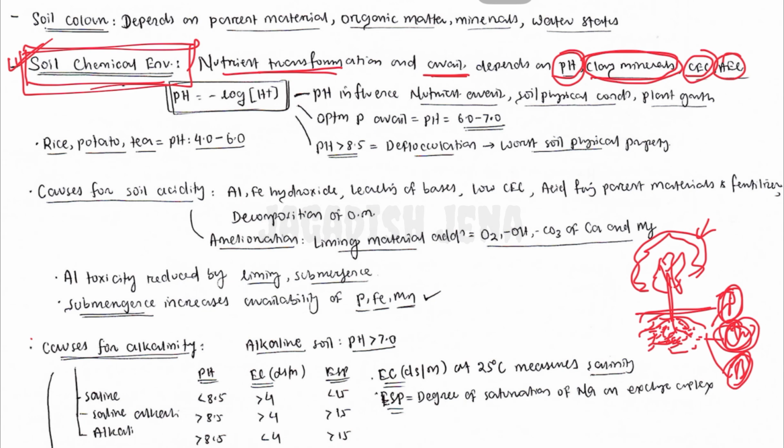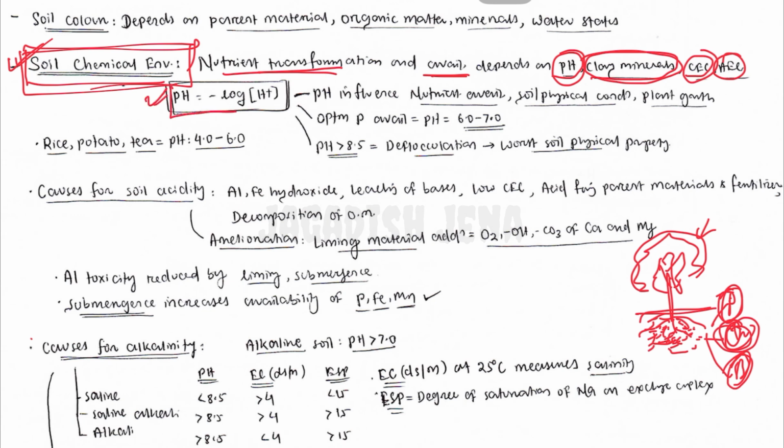So what is nutrient transformation? It means there is a continuous cycle going on inside the soil, with processes of mineralization, immobilization, sorption, desorption, precipitation, dissolution, reduction and oxidation. That is nutrient transformation. Unless nutrient transformation happens in the soil, the plant cannot get nutrients in available form. So nutrient transformation is essential, and it depends on soil pH, clay minerals, CEC, AEC, etc. Let's discuss all these factors one by one.